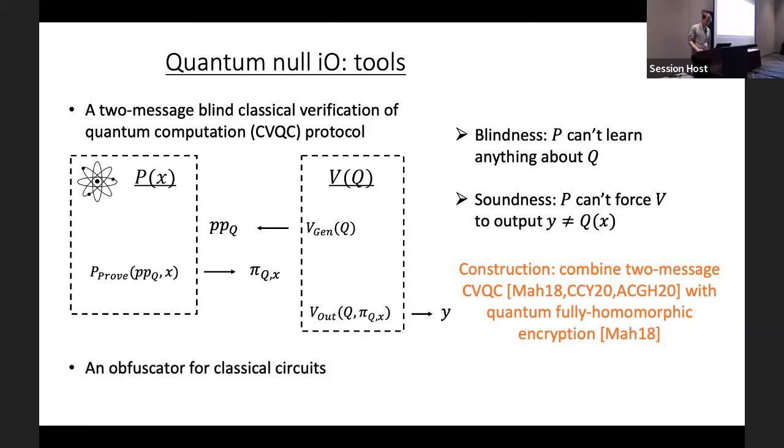So that's one tool. And the other tool we use, like I mentioned before, is obfuscation, but for classical circuits. Again, something that we have many candidates for. Okay, so given these 2 tools, our construction of null IO is pretty simple.